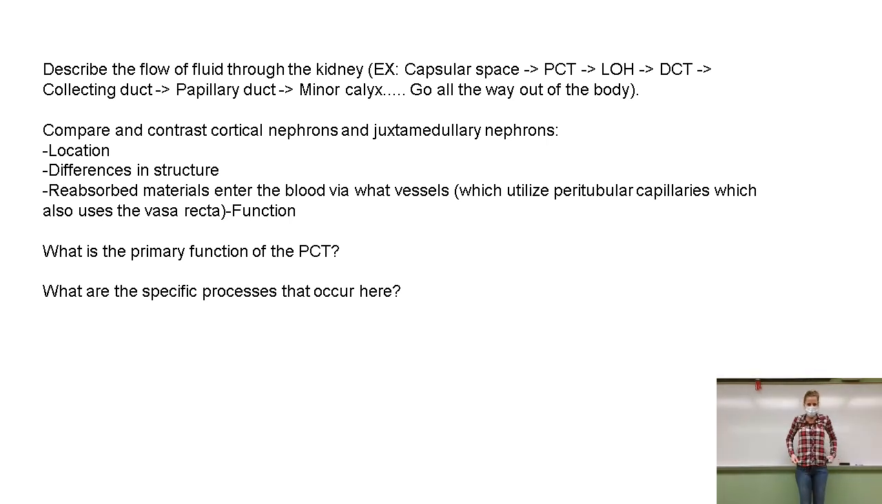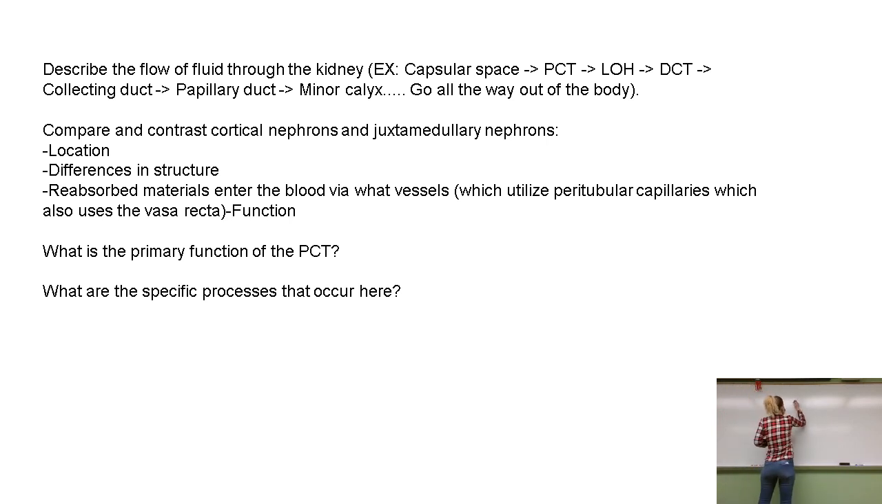Okay, so describe the flow of fluid through the kidney, and go all the way out of the body. If you know your anatomy of the urinary system, then you should be able to really describe the flow of fluid through the kidney. This does want you to go into specific detail, not just through the nephron, but through what parts of the nephron. I'm not going to go through blood because we already went through the vessels, right? You guys know renal artery, segmental artery, interlobar, arcuate, interlobular.